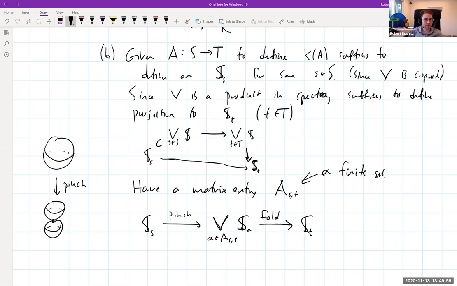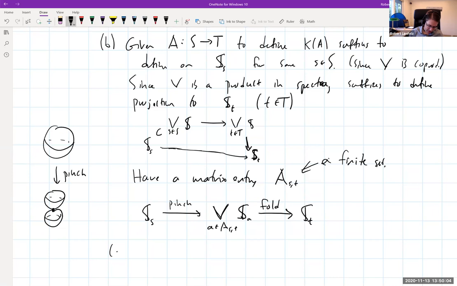And then, given an isomorphism, a two-morphism.